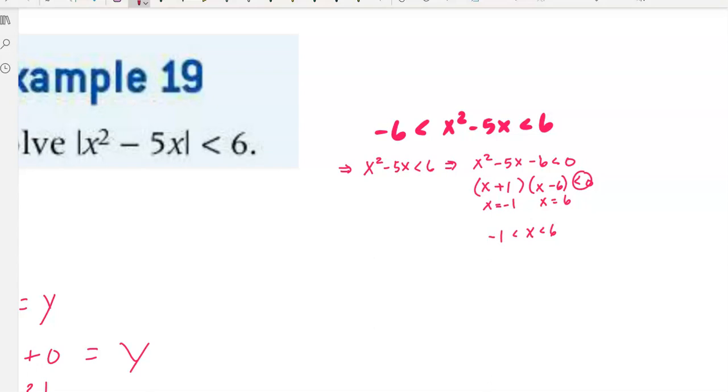Let's do the other one. This implies, we'll get in trouble. This implies.